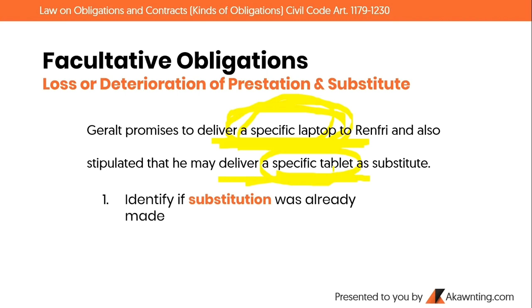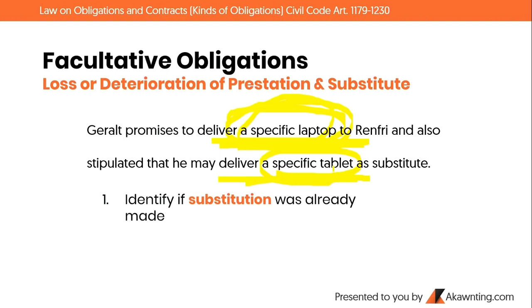Siyempre, merong effect yun sa obligation. So, depende na lang kung sino ang naging reason kung bakit nawala yung laptop or nag-deteriorate yung laptop or whatsoever, di ba? So, kapag nawala yung laptop via 427, extinguish yung obligation natin. So, kasi no one shall be liable for 427. So, in this case, yun nga. Pero paano kung nawala siya via Gerald's fault? So, in that case, magbabayad si Gerald ng damages. Okay? So, what if naman, okay, this time, what if nagkaroon na ng substitution?